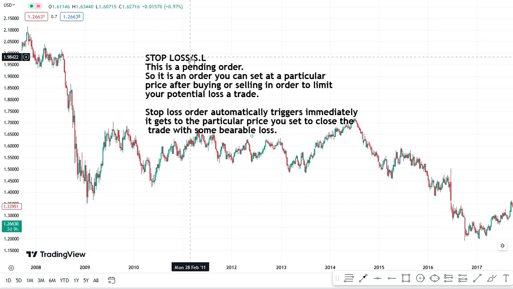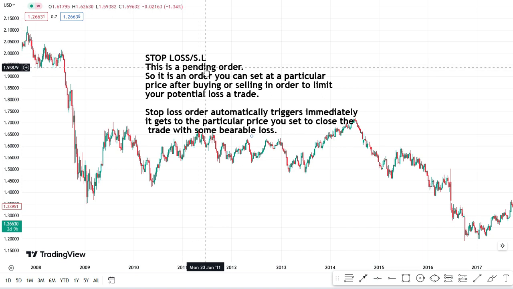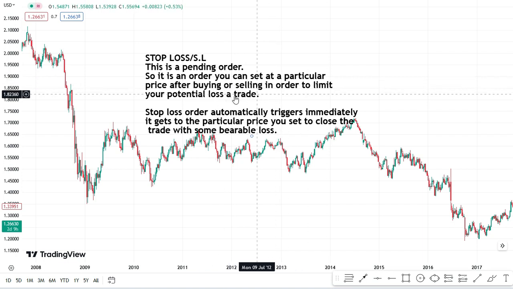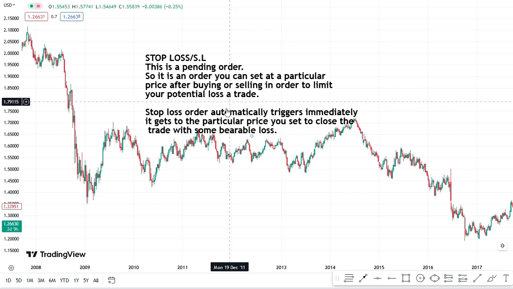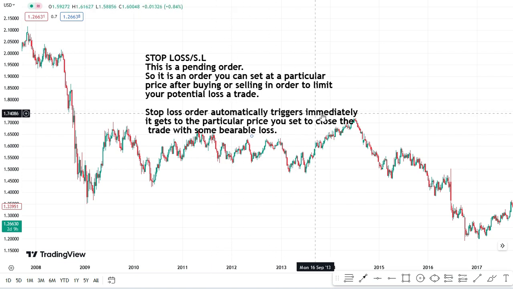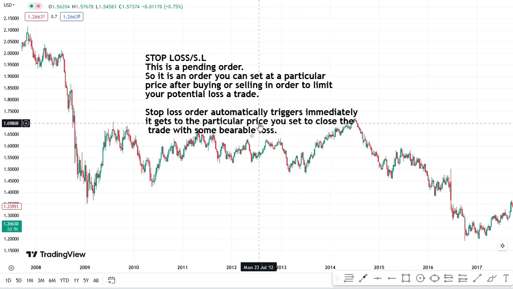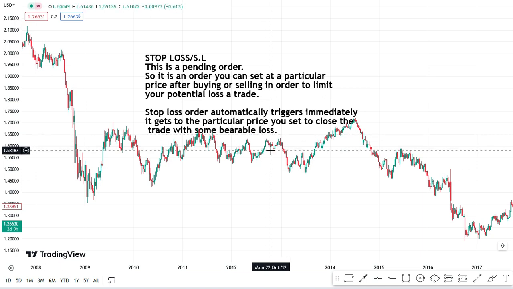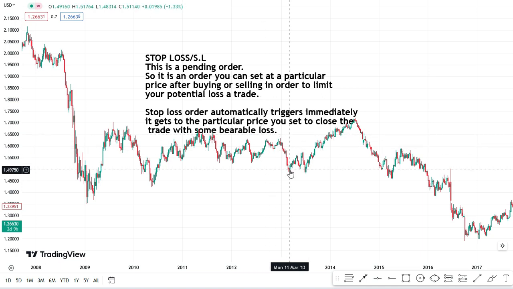Stop loss or SL. This is a pending order. So it is an order you can set at a particular price after buying or selling in order to limit your potential loss on a trade. Stop loss order automatically triggers immediately it gets to the particular price you set to close the trade with some bearable loss. So if you set stop loss order, when it gets to that particular price you set it, the market will automatically close for you.